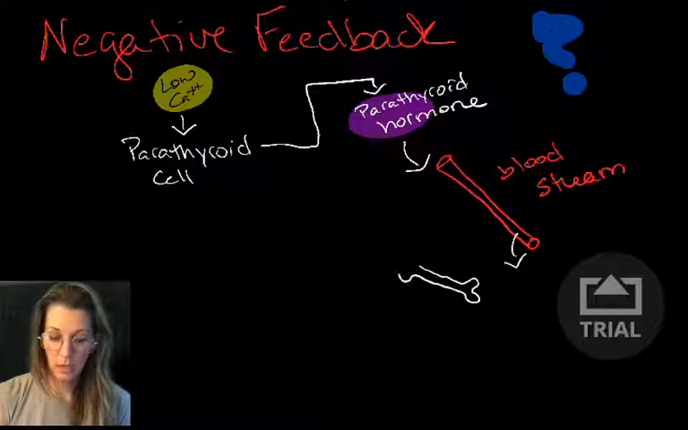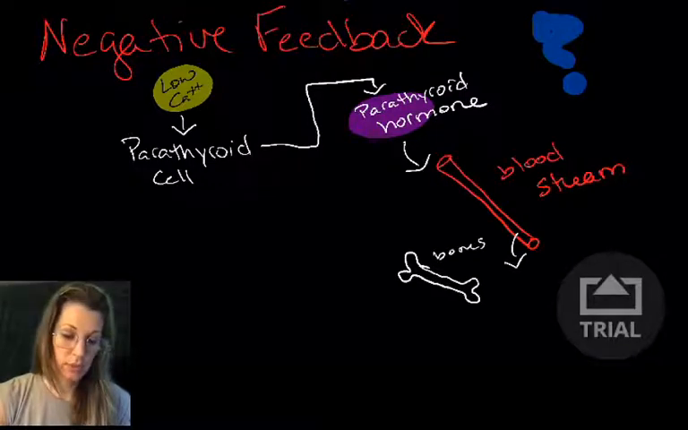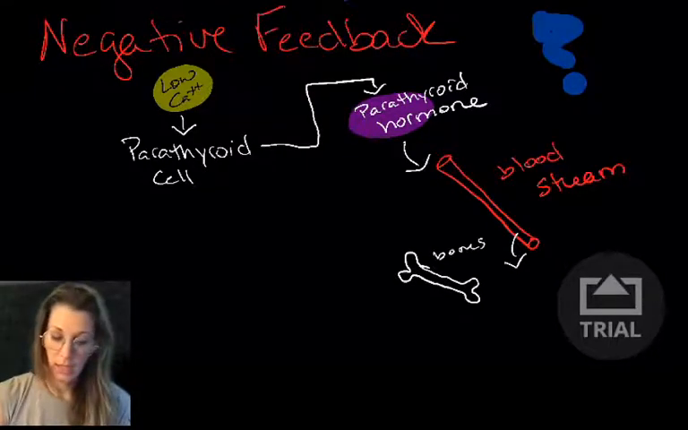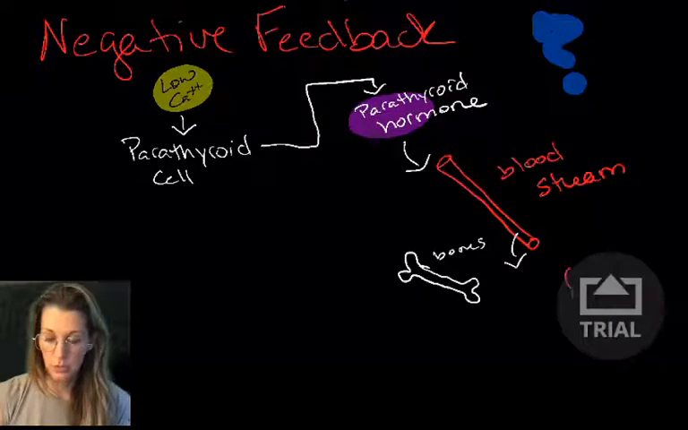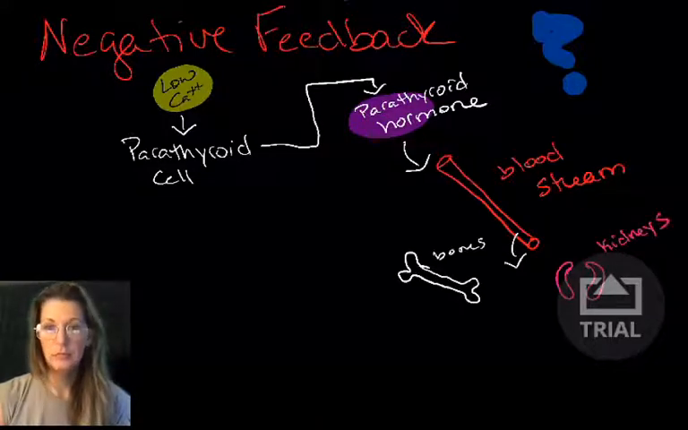This is my super cool bone drawing. So parathyroid hormone then goes to the bones. And it also goes, let's see if I can pull off, I don't think I have the right colors for this. This one will work better. And then it also goes to these guys, the kidneys. Parathyroid hormone goes to the bones and the kidneys.